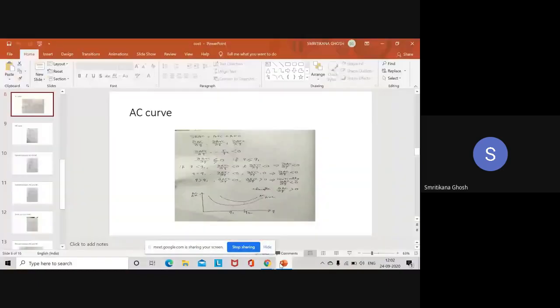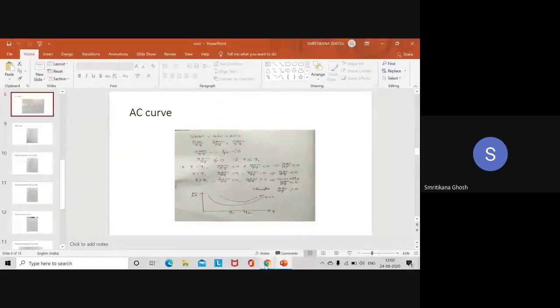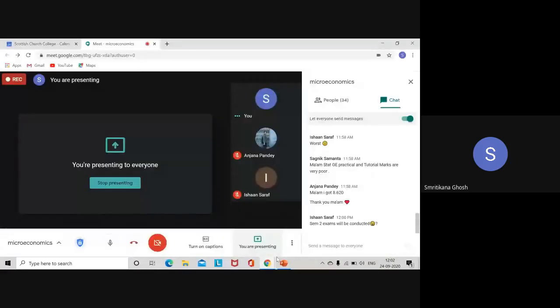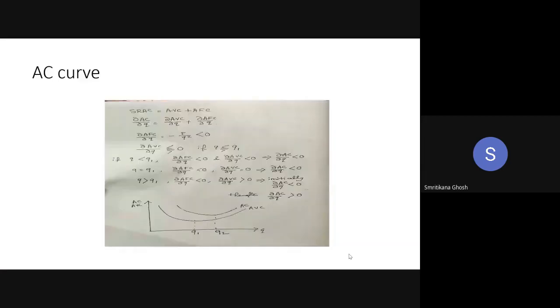Yes, this is the last diagram we discussed in my class. Is there someone? No. Okay, fine. So this is the last diagram which we discussed in our class. The relationship between AC curve and ABC curve. Can you remember what we are discussing in the class? The cost. Okay. The cost chapter.